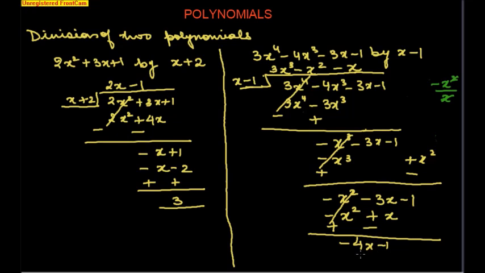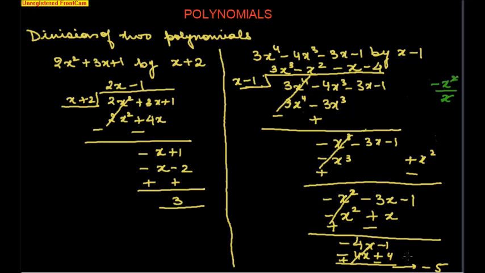If you see, the first term here is minus 4x and here it is x. So the next term of the quotient will be minus 4. And you get minus 4x. Minus 4 into minus 1 is plus 4. I change the sign and this gets cancelled and I get the remainder as minus 5.